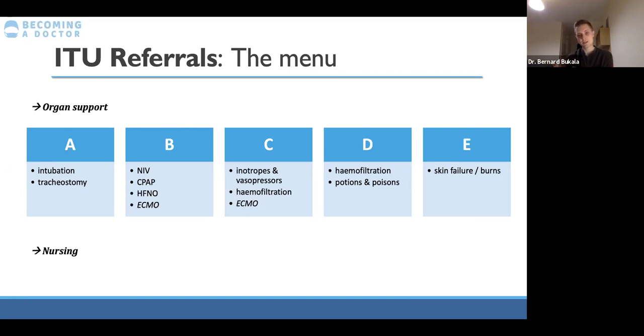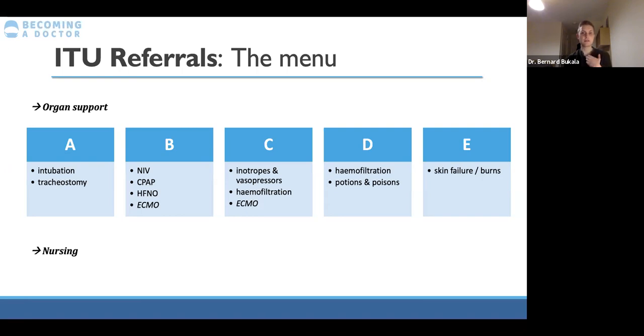In terms of circulation, what ITU does is they do anything that's beyond putting fluids or blood in the patient. So any inotropes, any vasopressors, adrenaline, noradrenaline, anything pharmacological that will help the patient's blood pressure is usually done on ITU. They can also offer hemofiltration, which will replace some of your kidney function and, for example, clear potassium if hyperkalemia is a problem. And ECMO can also help with your circulation because it can also be a heart and lung bypass.